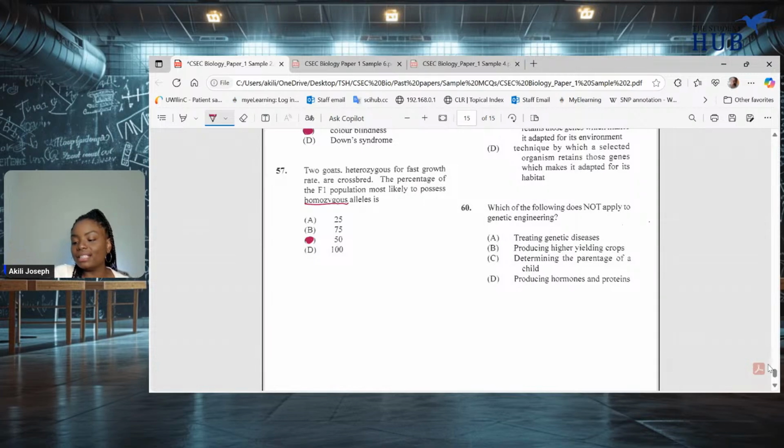60, which of the following does not apply to genetic engineering? Is it that it's used for the treating of genetic diseases, produces higher yielding crops, determining the parentage of a child, or producing hormones and proteins?